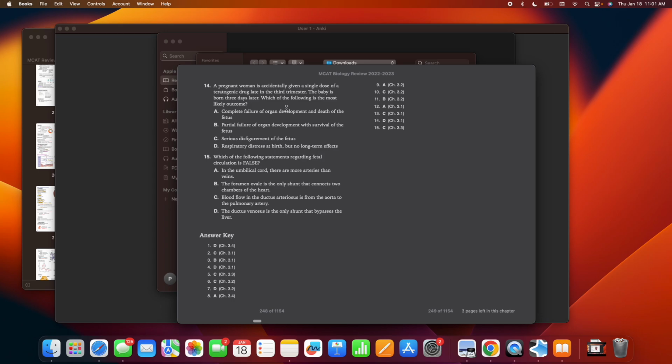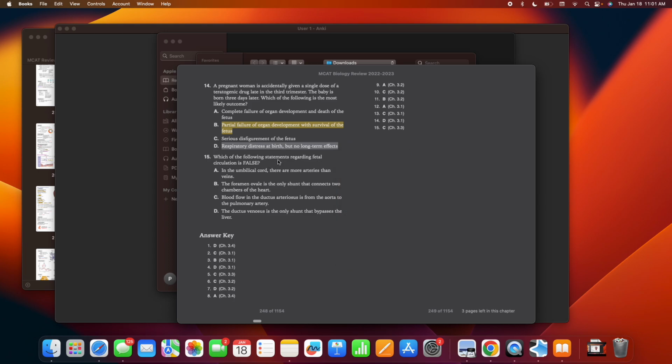Yeah, during the last trimester, I think most of the stuff is basically, so it would be something like this, B, partial failure of the organ development and survival of the fetus, or respiratory distress at birth but no long-term effects. Yeah, between these two.